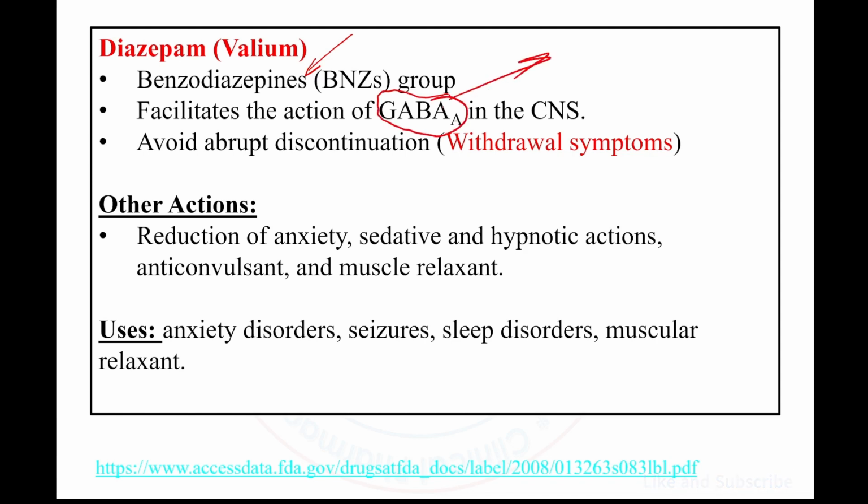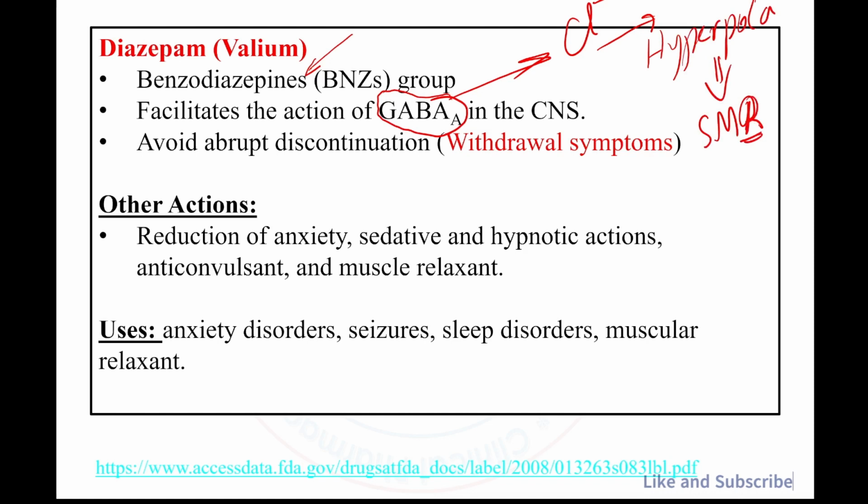And in another slide they stated that when benzodiazepine binds to GABA, this will open a chloride channel and cause hyperpolarization. So hyperpolarization will be the case, and the result will be skeletal muscle relaxation. That is due to the binding to GABA A, opening chloride channels, causing hyperpolarization, and this effect will be on the central nervous system.